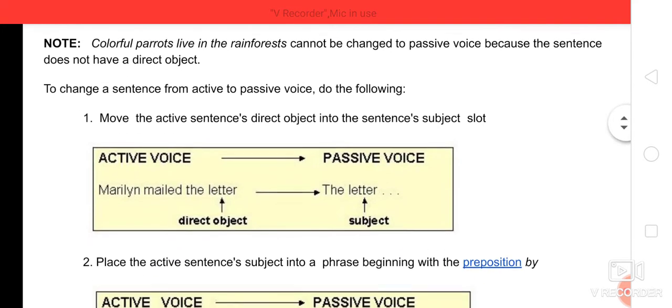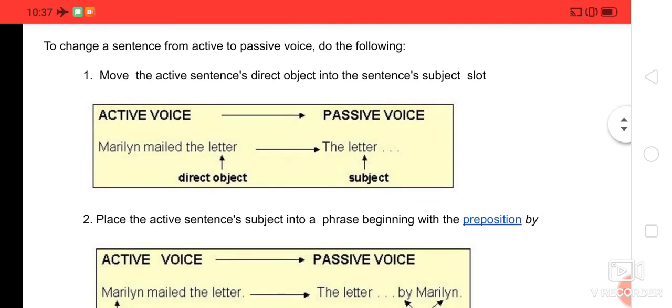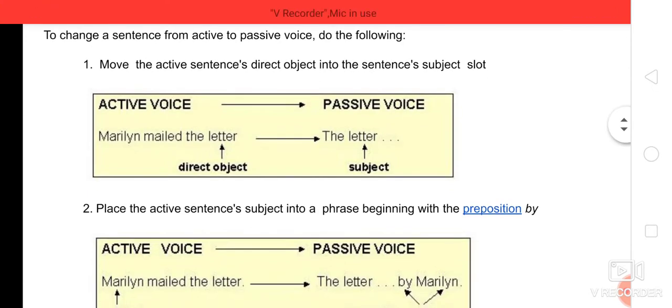Okay, so now to make it very clear, we need to follow certain rules when active voice has to be converted into passive voice. Let me tell you the rules one by one. Let us take the first sentence: Marlene mailed the letter. The first thing you need to do is find the subject, the verb, and the object. So there are three things you need to find in a sentence: subject, verb, and object.